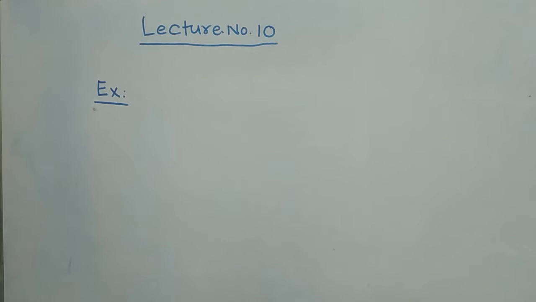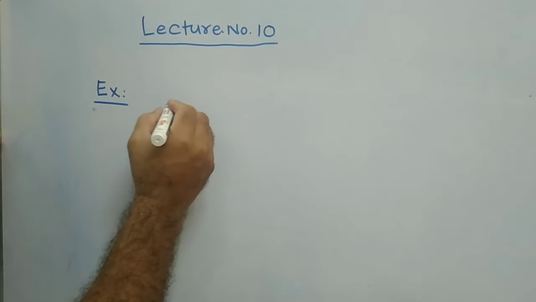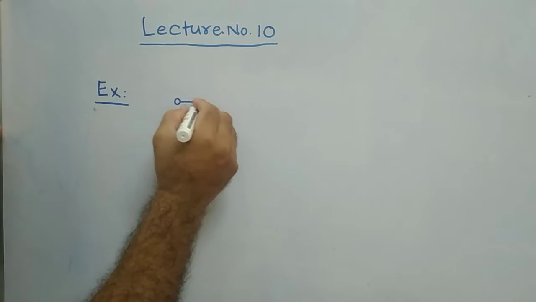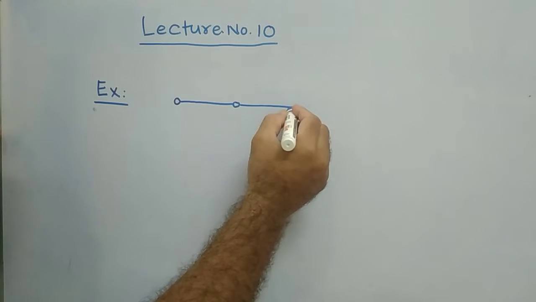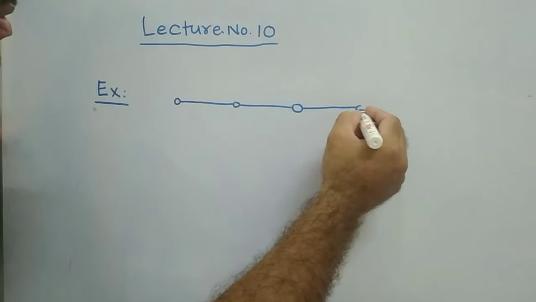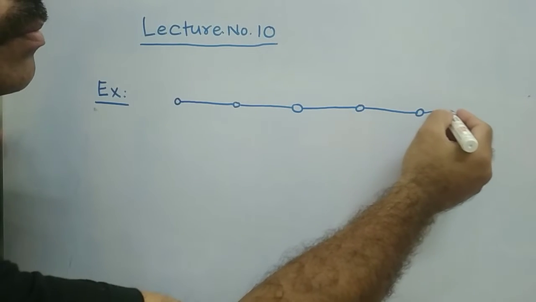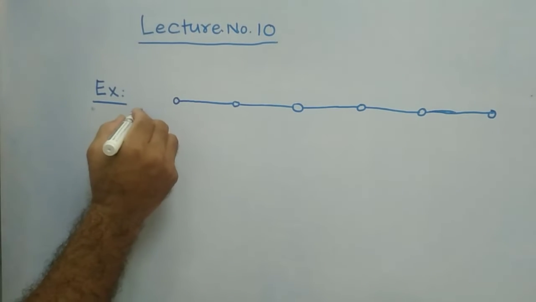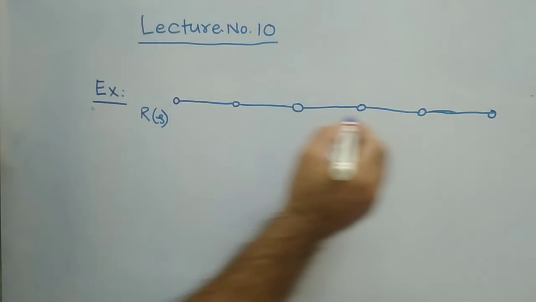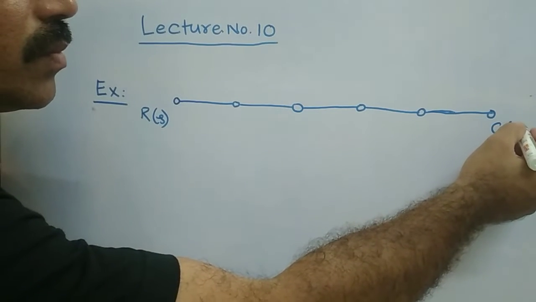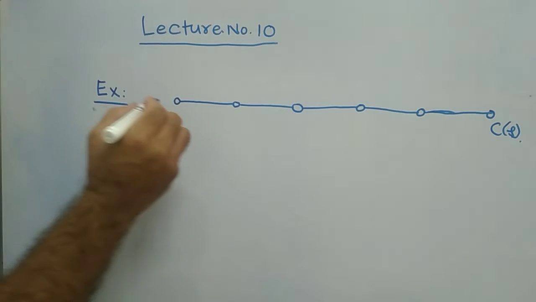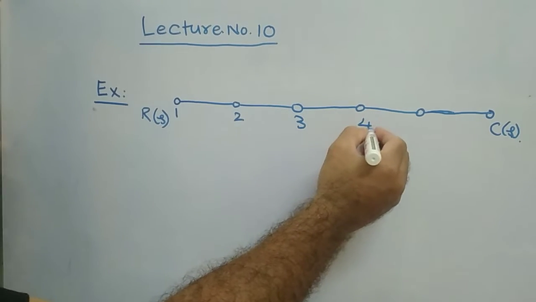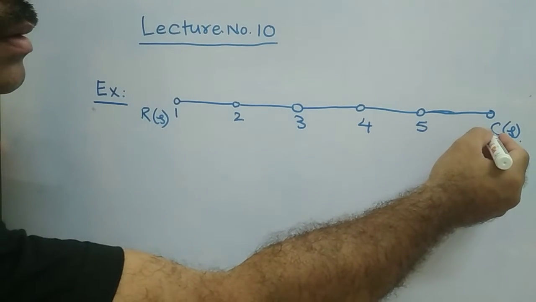In the given signal flow graph you have 6 nodes. I will draw the first node, second node, third, fourth, fifth, and then our sixth. This is your R of S, this is your C of S. Identify them as node 1, node 2, node 3, node 4, node 5, and then node 6.